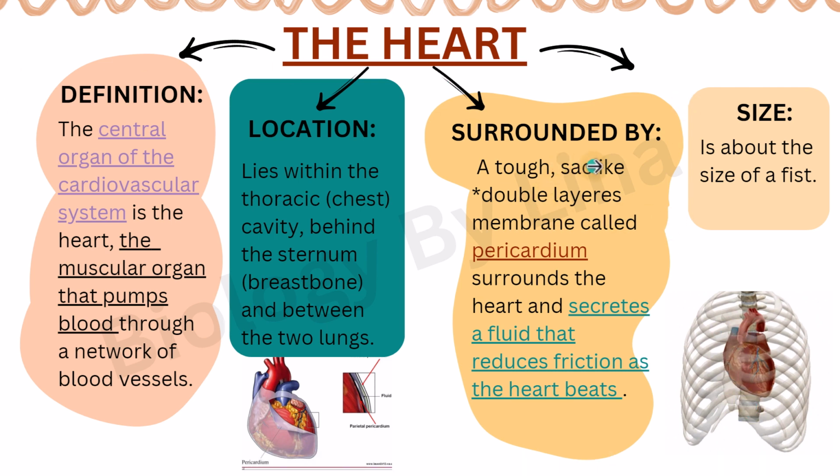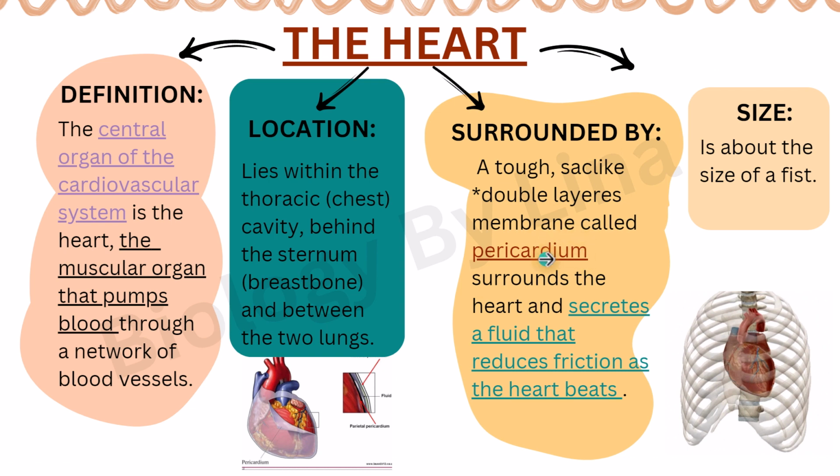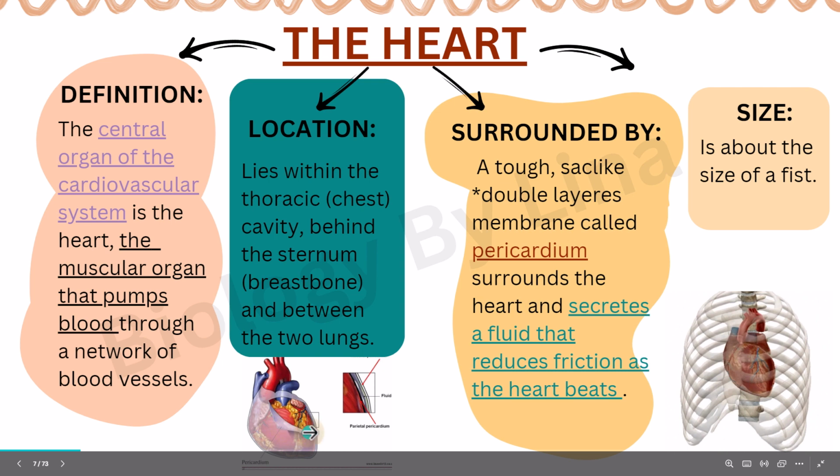What is the heart surrounded by? As you see in the figure, it's surrounded by a membrane. This membrane is a double-layer, tough, sac-like membrane called the pericardium. Peri means around and cardium means heart. So it's the membrane that surrounds the heart, like the membrane that surrounds the bone that we talked about in chapter 1, called the periosteum, and like the membrane that surrounds the lung, which we will talk about later, called the pleura. What is the main function of the pericardium? It secretes a fluid, and this fluid reduces the friction when the heart beats.